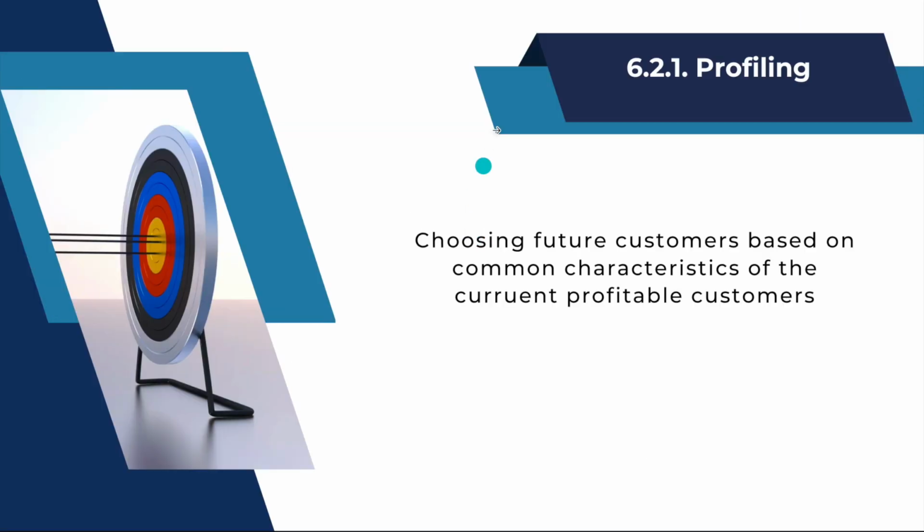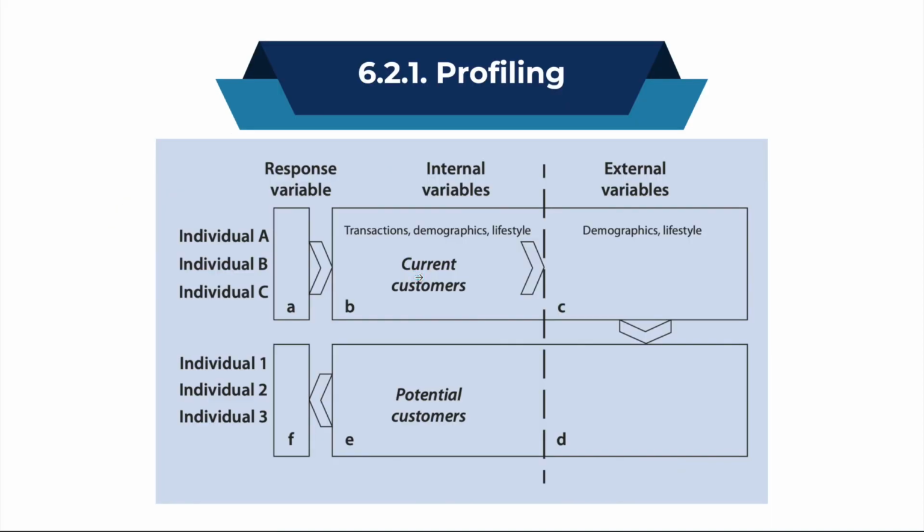Profiling. About these methods, it will help us choose future customers based on common characteristics of the current ones. Here, I get this picture from a book to make an example for us. At first, we have individual ABC as our current customer. We will use available data, such as transaction, demographic, behavior, and combine with unavailable data that customers don't give to us and we have to buy or do something to have it. From that, we can predict and find the profile that best describes high-value clients.